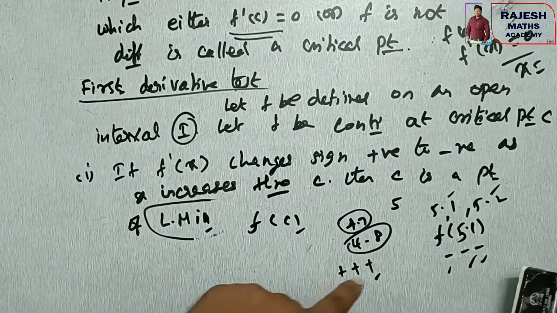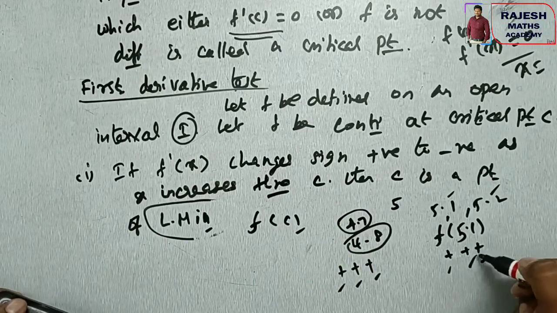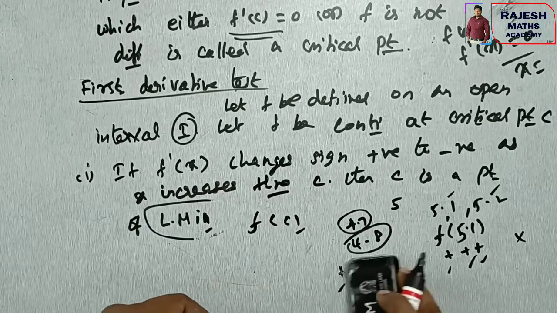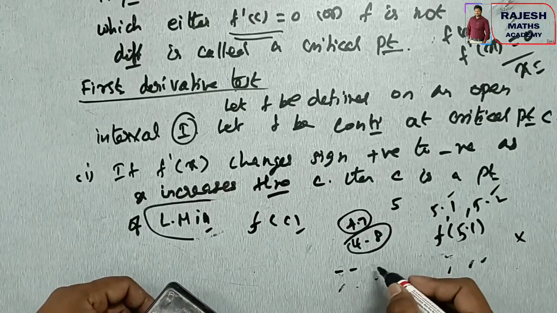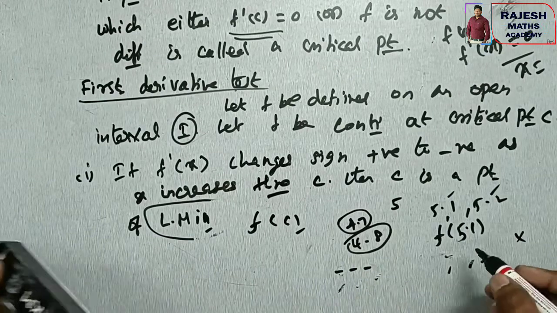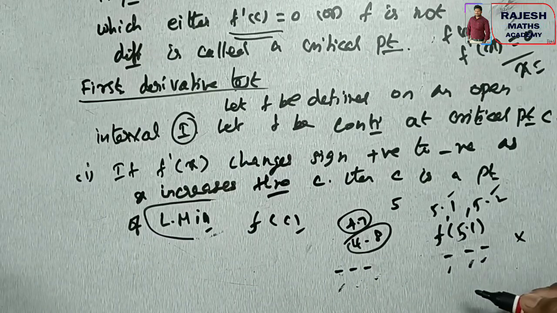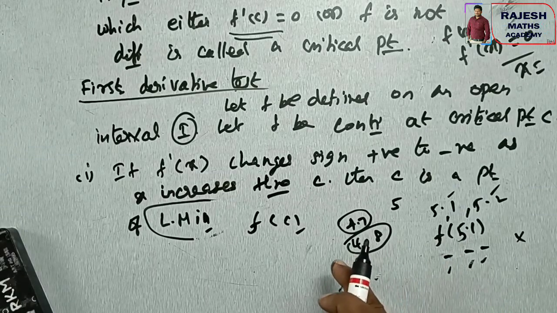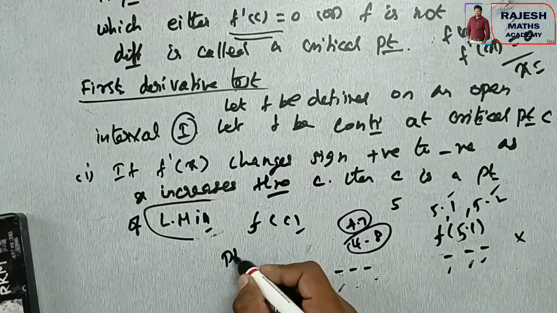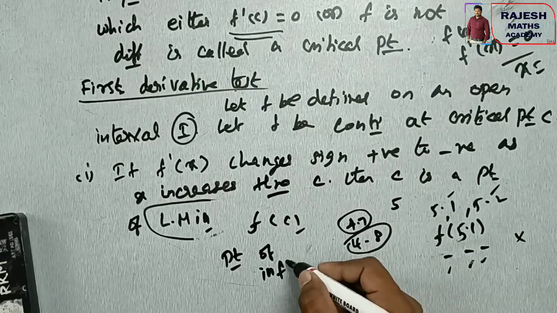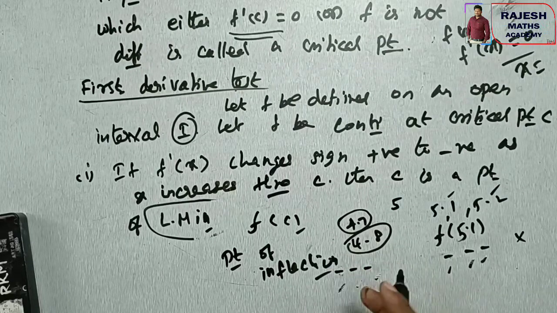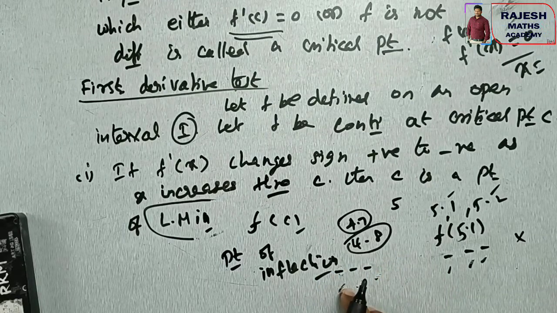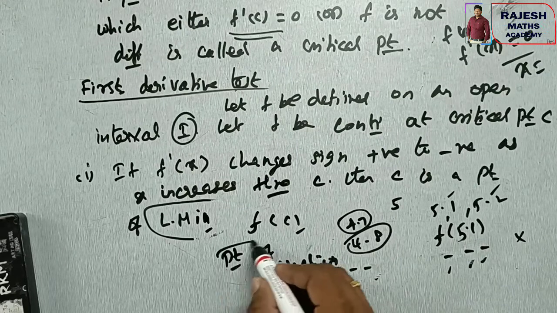Third case: suppose both sides have the same sign, for example this side is positive and this side is also positive, which means there is no change in sign. Similarly, both sides may be negative: f dash of 4.7, 4.8, 4.9 negative, and f dash of 5.1, 5.2, 5.3 also negative, so there is no change of sign. Then we declare that the point C is called a point of inflection. A point of inflection means there is no maxima and no minima. That point is neither maximum nor minimum.